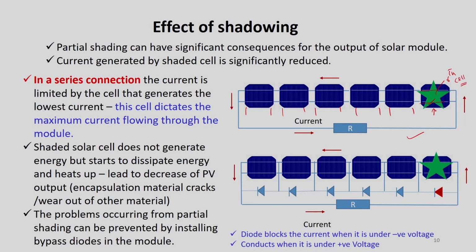So, that affects the entire system, right. This cell dictates the maximum current flowing through the modules. The amount of current that flows through these cells will dictate the maximum current flowing through the modules, right. This shadowed solar cell does not generate energy, but starts to dissipate energy and heat up, which leads to a decrease of PV output. Sometimes wear out and burning of the cells and other components are also observed.